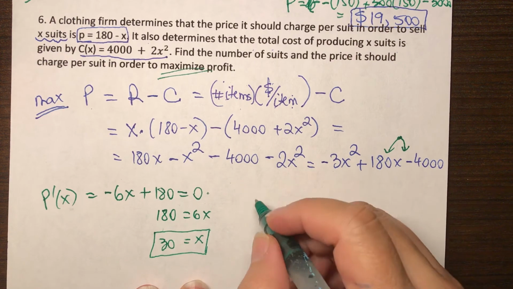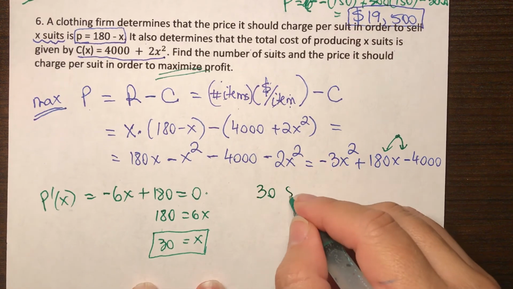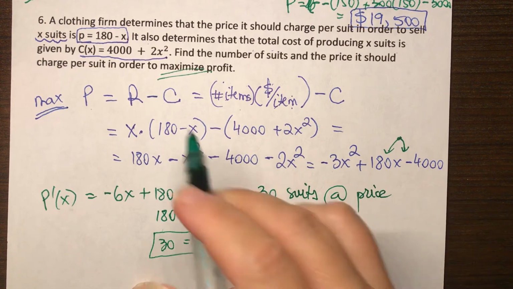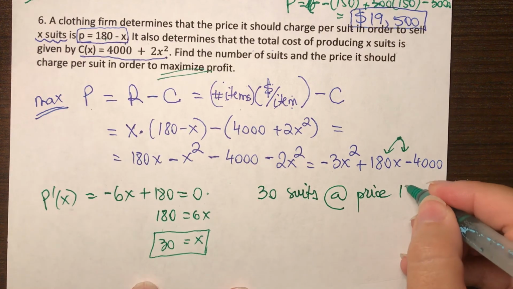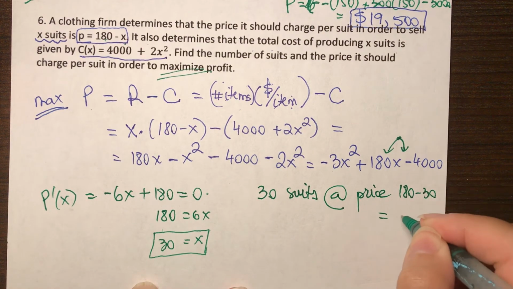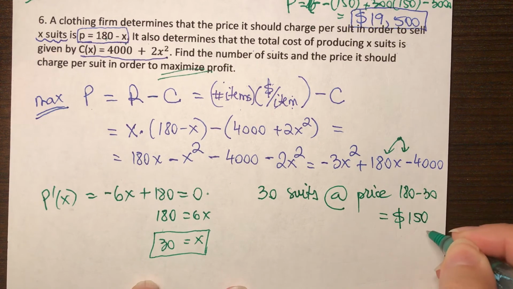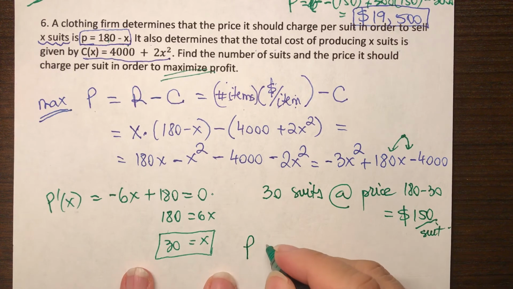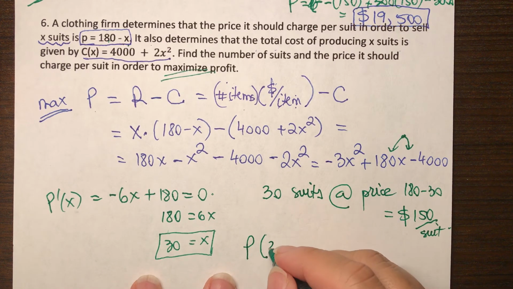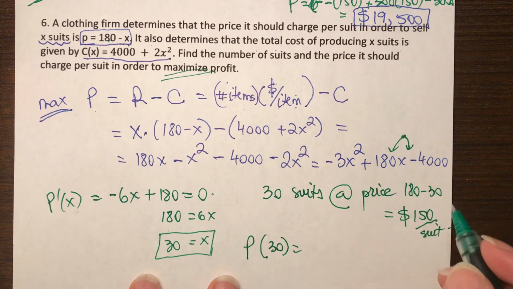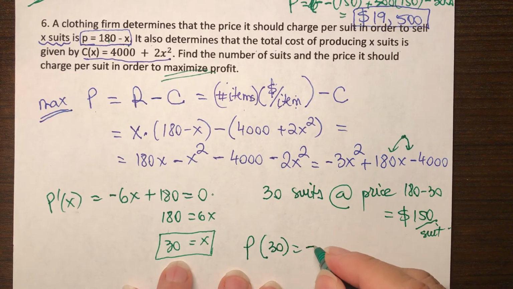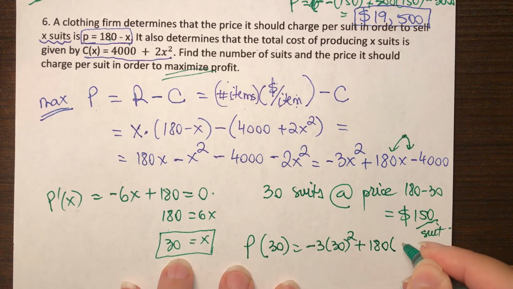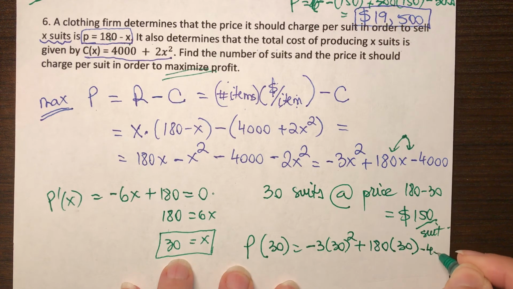Okay, so what do we have to do? X is the number of suits. So sell 30 suits at a price of what? 180 minus 30. $150, right, per suit. Okay, for a total profit of, plug it into the profit function, right? So negative 3 times 30 squared plus 180 times 30 minus 4,000.